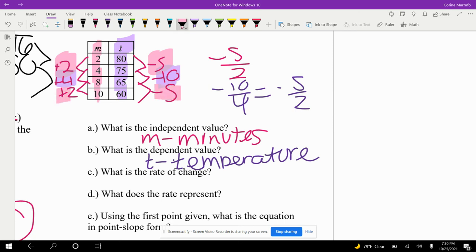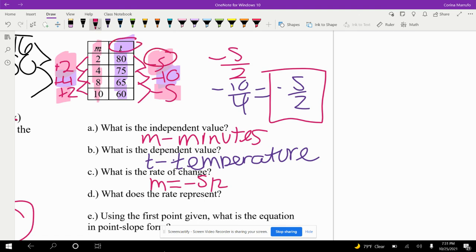I think that's the easiest way to find slope, especially if you guys don't like the formula. Now, remember the trick that I showed you guys on the calculator? You can also use that trick to find the rate of change. I don't care how you guys find it, as long as you find it. So pick any method that you want. So the rate of change m is equal to -5 over 2. What does it represent? Remember the -5 here is from our temperature. So that means it drops 5 degrees.